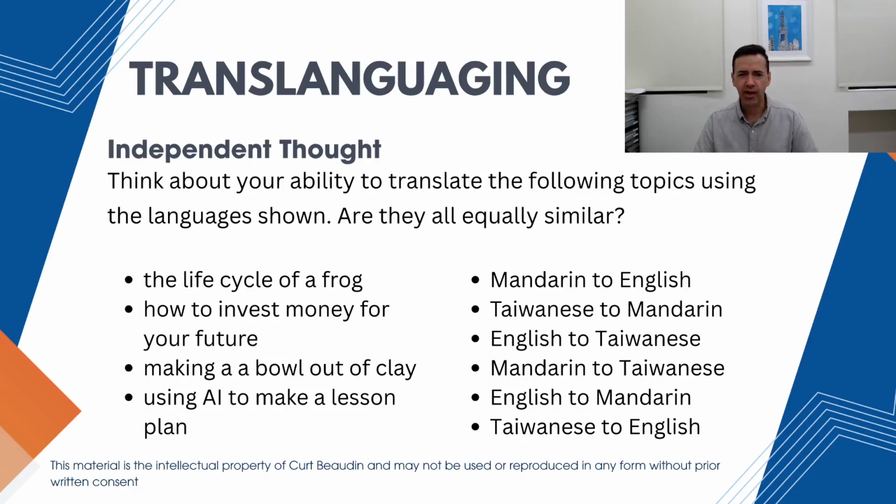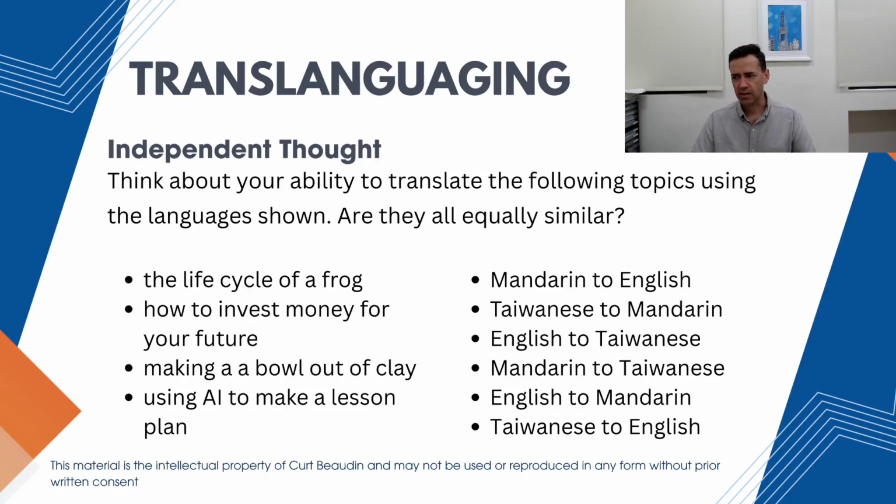So what I'd like you to think about, first of all, is choose one of those topics that you think you know probably the best, okay? So let's say it's the life cycle of a frog. So if I asked you to describe to us in Mandarin, forget translating right now, just in Mandarin, could you describe the life cycle of a frog? Maybe some of you yes, some of you no. Okay. How about in Taiwanese? Could you do that in 100% Taiwanese? Okay, how about English? Could you do that in English?